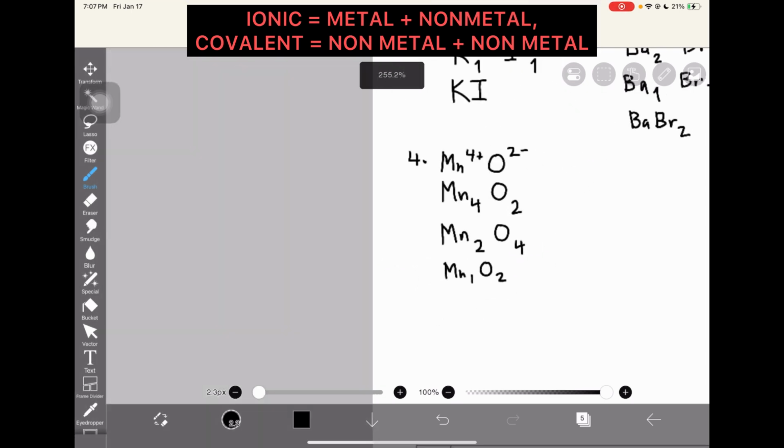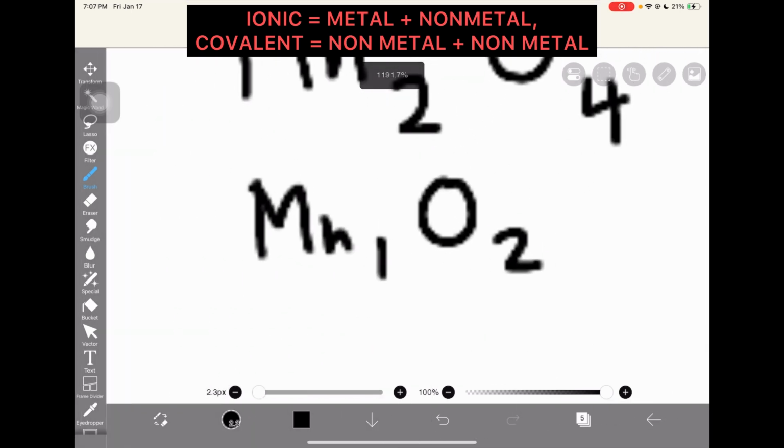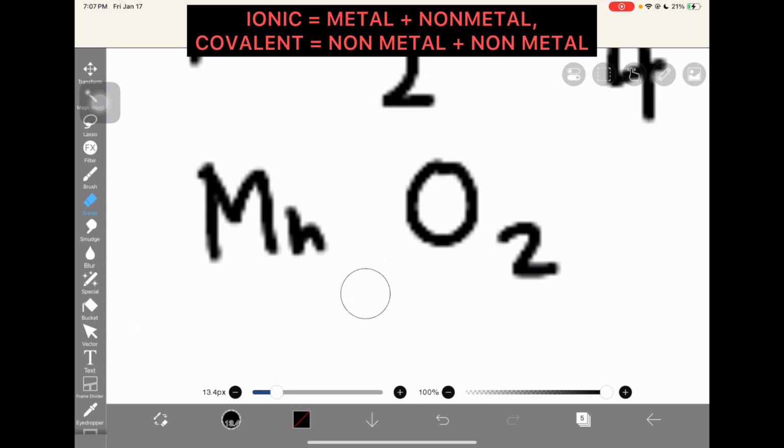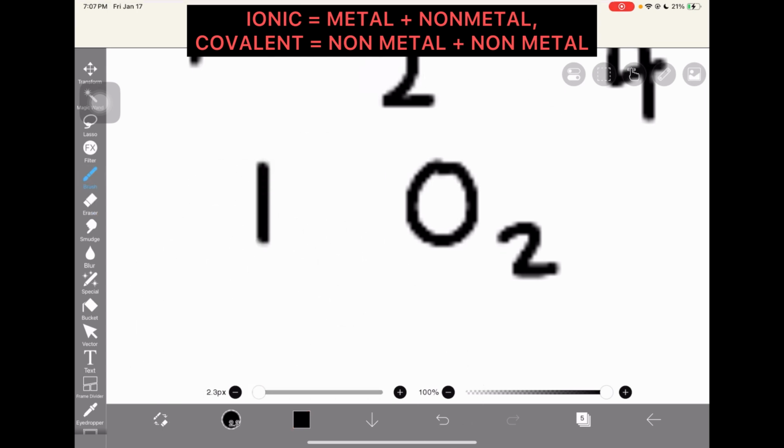And since we reduce any ones, we also remove the 1, giving us just MnO2.